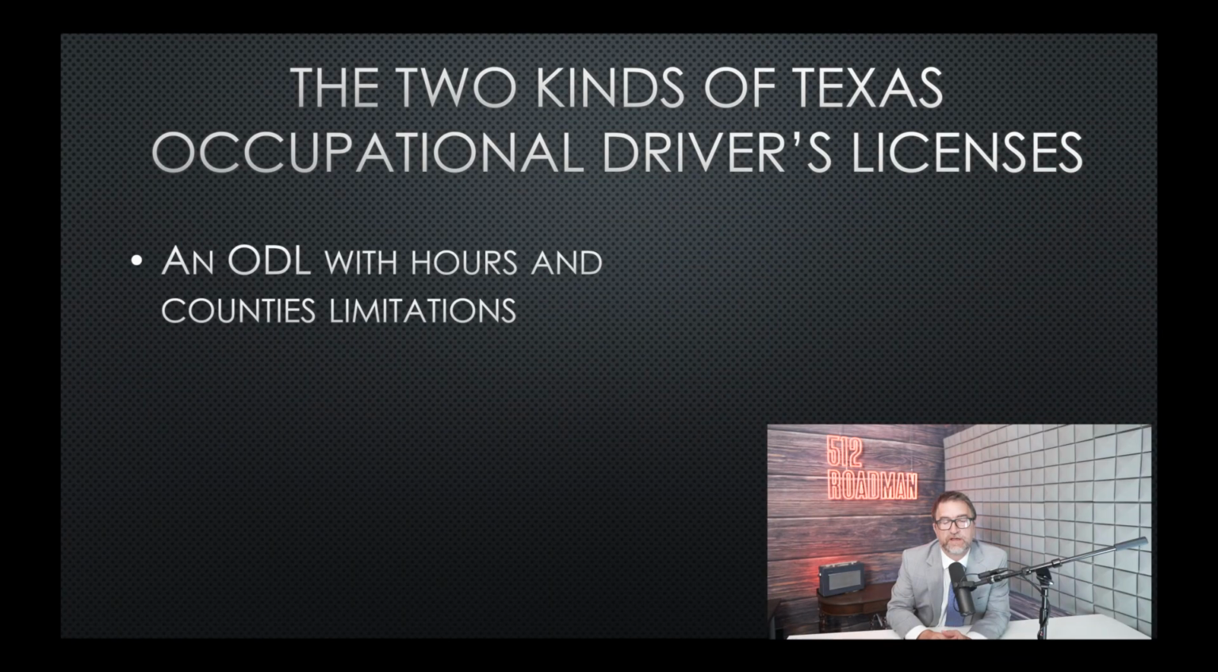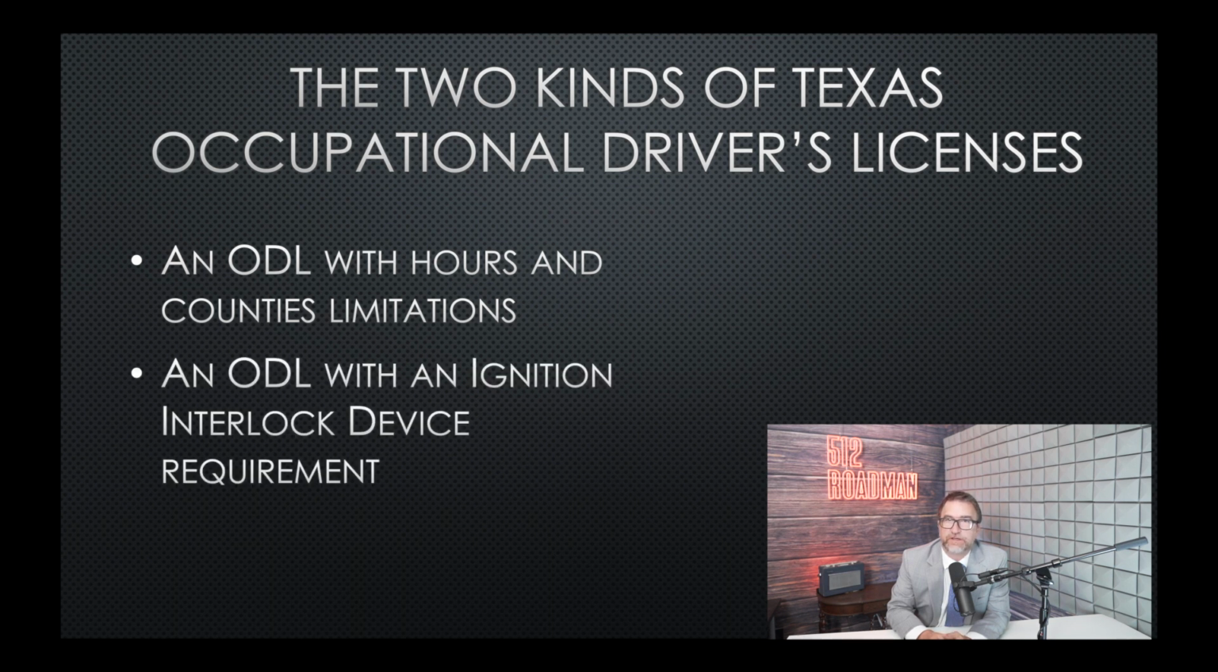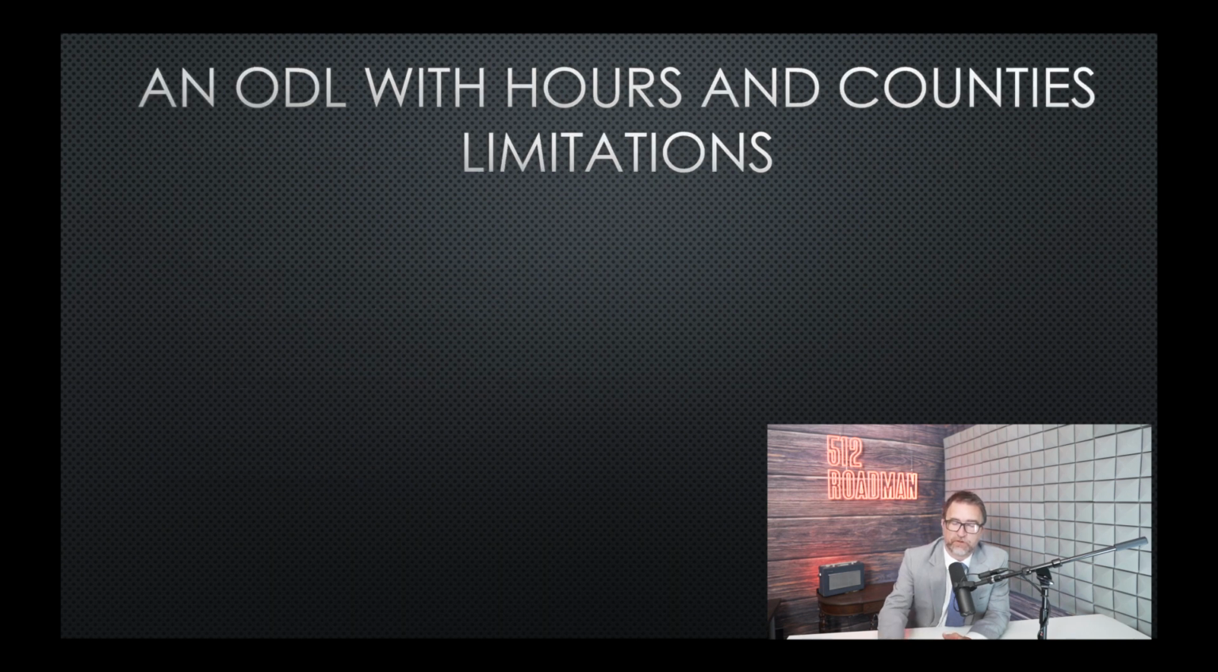Today I want to talk about the two kinds of Texas occupational driver's licenses. The first one is an ODL with hours and counties limitations, and the second one is an ODL with an ignition interlock device requirement. Okay, so let's talk about the first one, the ODL with hours and counties limitations.